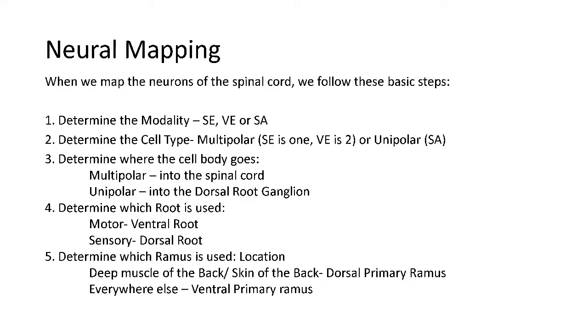So we need to talk about neural mapping. And when we say neural mapping, we have to think about how to draw these nerves into the spinal cord and out to the body. So we have 5 basic steps that I've come up with. First of all, you have to determine which modality it is, SE, VE, or SA.